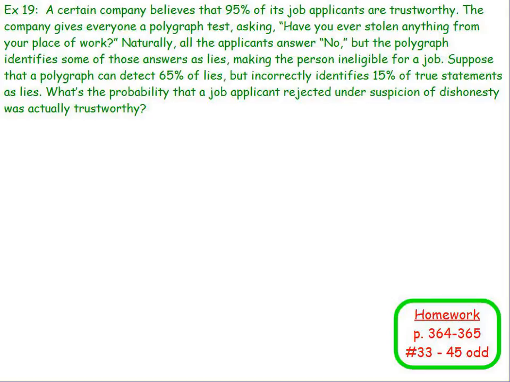Very wordy problem. So what's happening? You are being asked if you've ever stolen anything. You're going to say no. Not necessarily the truth, but you're going to say no so that you don't get fired. So the first part of this, have you ever stolen anything? Yes, I've stolen something, or no, I have not stolen something. That's the first pair of our branches. Either you have stolen or you have not stolen. So you either steal from your company or you do not steal.